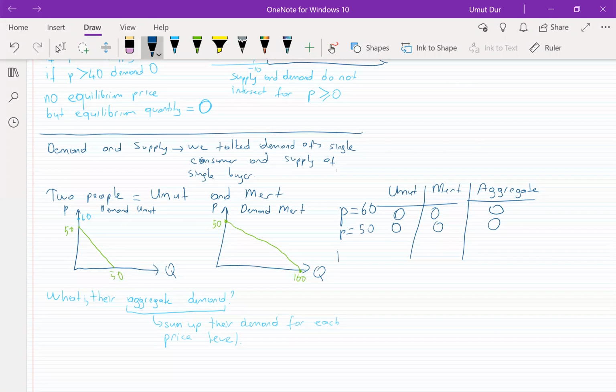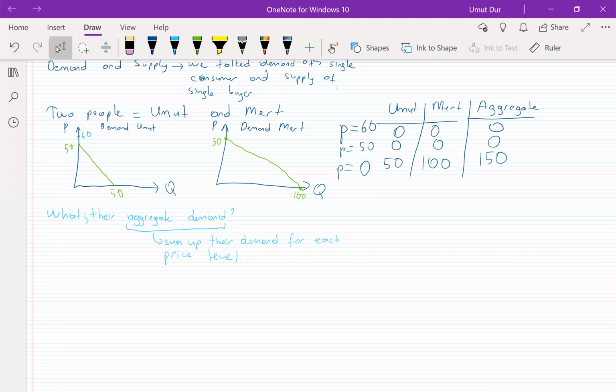What if the price is 0? How much does Umut demand? It is 50 for Umut. And how much does Mert demand? It is 100. So what will be the aggregate demand at that point? It is 150. Perfect.